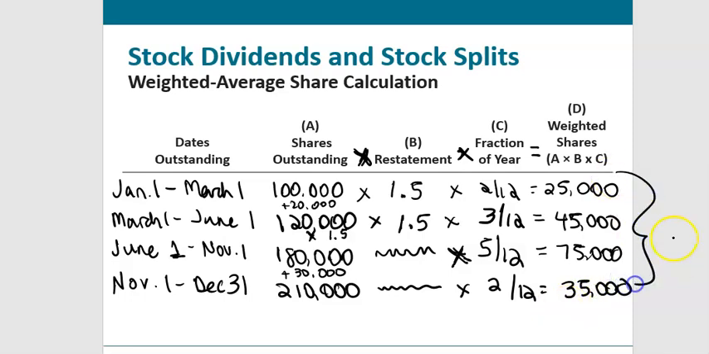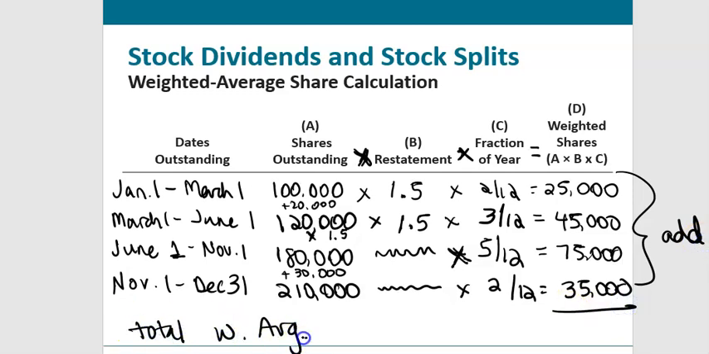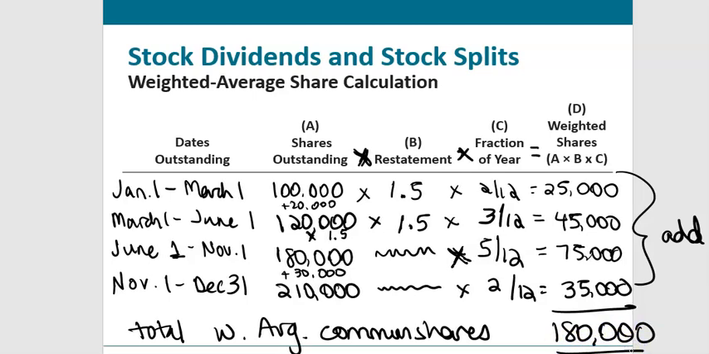Then I'm going to add all these numbers up to get my total weighted average shares. Common shares outstanding equal to 180,000. And this would be my denominator in the earnings per share calculation. That concludes this video of weighted average shares outstanding for basic earnings per share calculations and our introduction to accounting for stock option compensation.